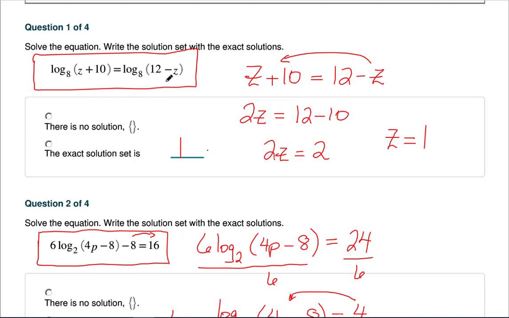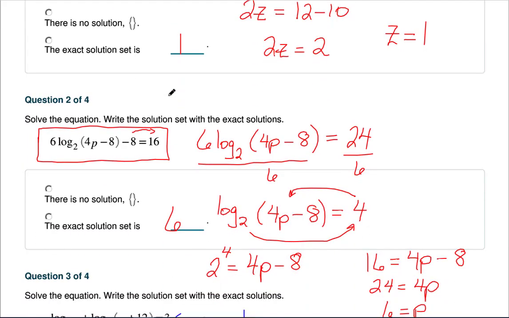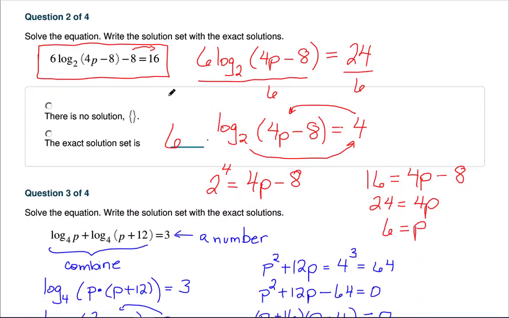Therefore, the inside parts have to be equal, and I can quickly get z by itself, move this z over, move the 10 over. I get 2z is 2 or z is 1. Is 1 okay? Yes. 1 plus 10 is 11. Good. 12 minus 1 is 11, which is okay too. Alright, what about question 2 here?